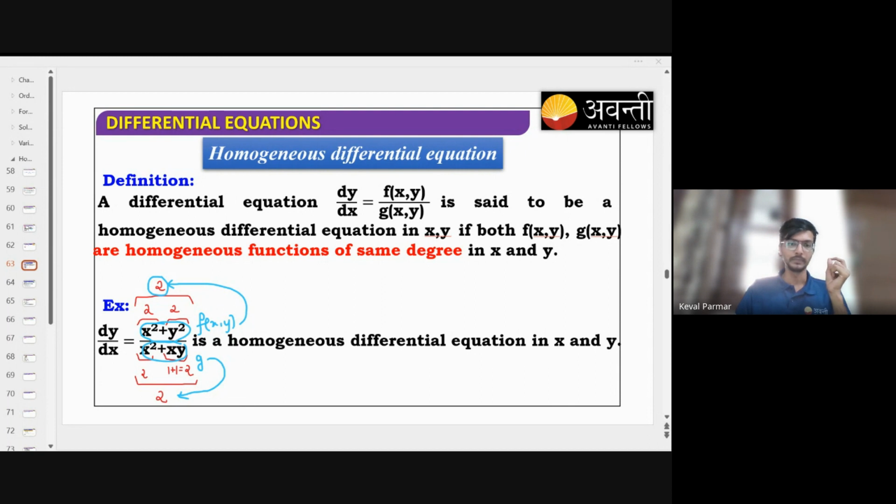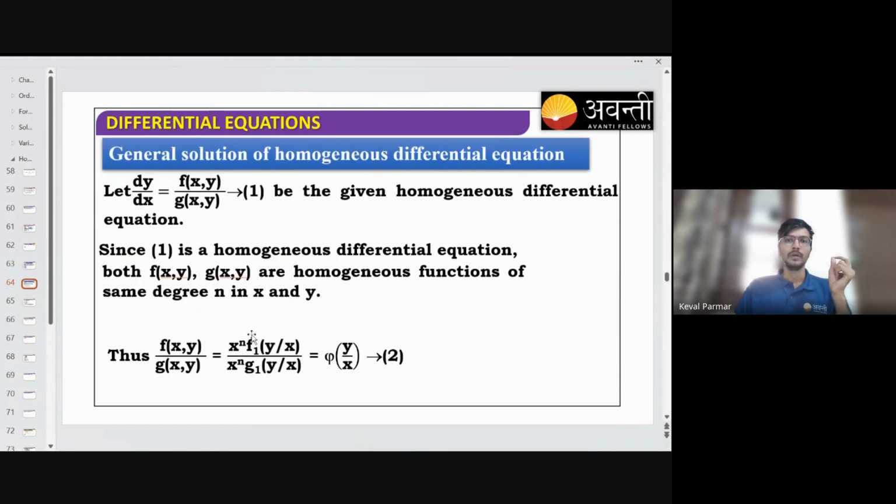Now, let us see how to solve a homogeneous equation. If you remember, yesterday I told you, finally after all simplification, we'll be landing at the same point, which is variable separable. That is the basis of all the methods of solution of differential equations. We'll be landing on the same base point, which is variable separable.